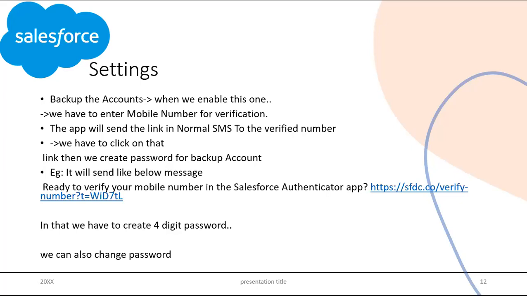The app will send a link in a normal SMS to the verified number. We have to click on that link when we create a password for backup accounts. It will send a message like below. For me, the message comes: ready to verify your mobile number in the Salesforce Authenticator app. And it was a link where I want to back up my account.